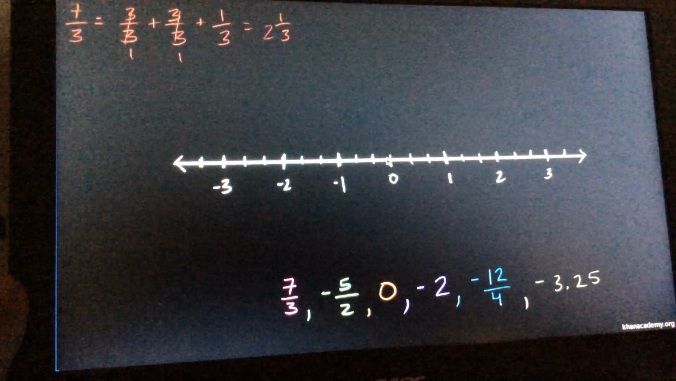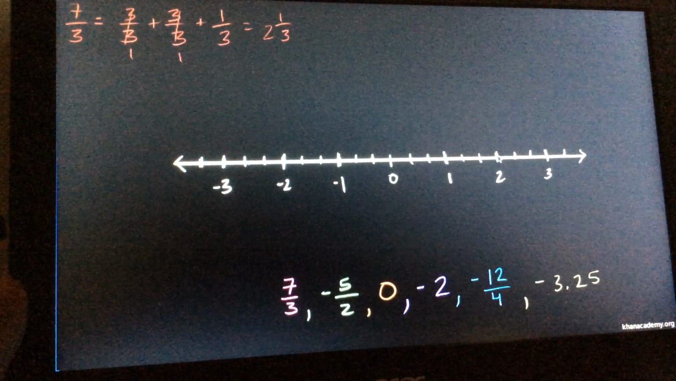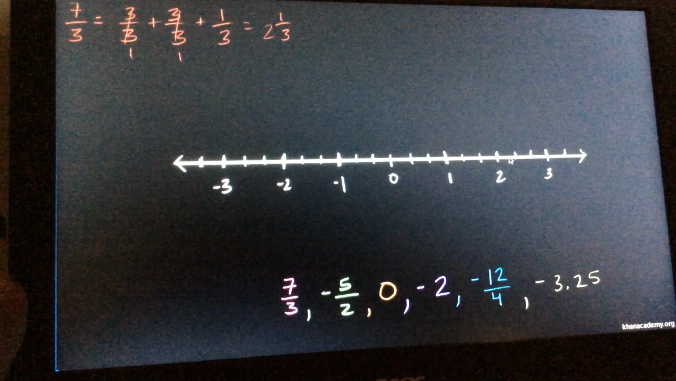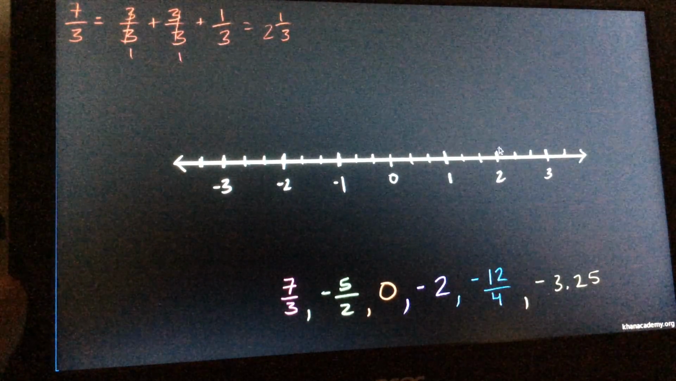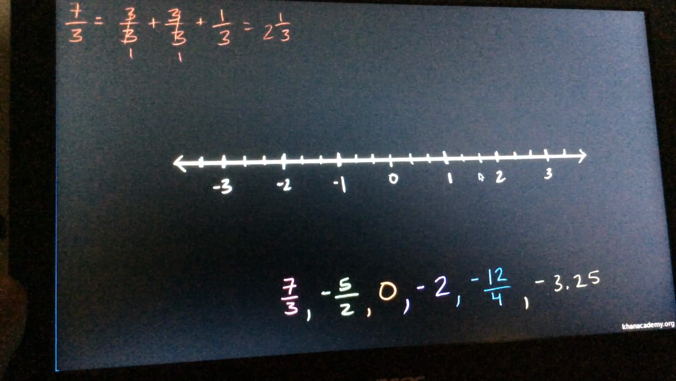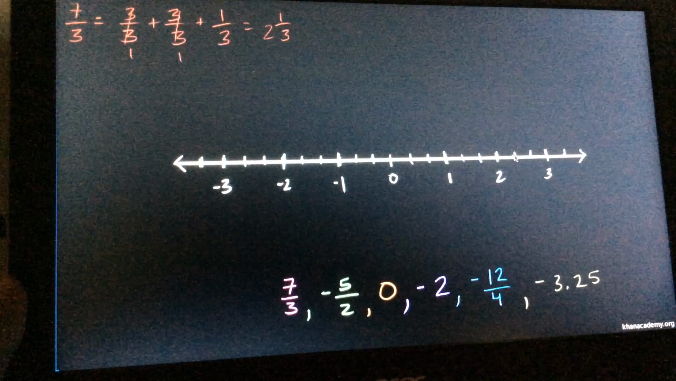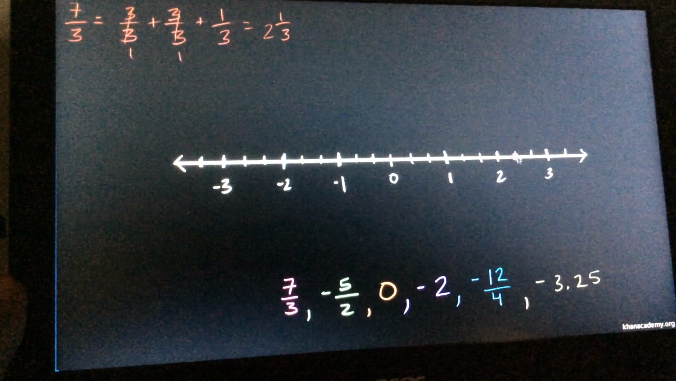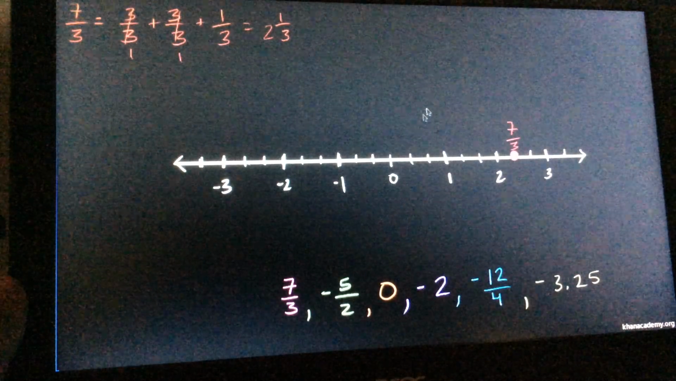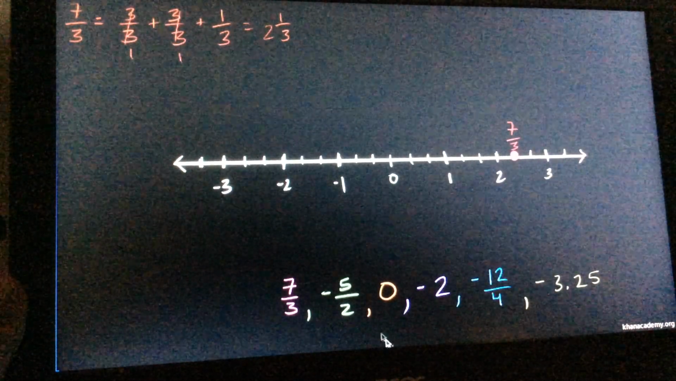So 7/3 is the same thing as 2 and 1/3, and you see between consecutive integers we have 3 spaces, so we are essentially marking off thirds. So 2 and 1/3 is going to be 1/3 of the way between 2 and 3, so it's going to be right over there. So that is 7/3.